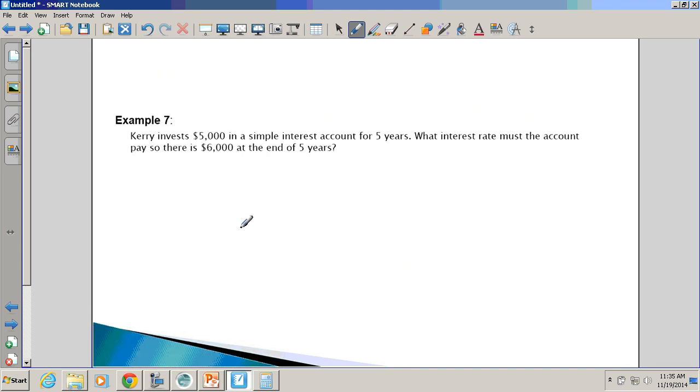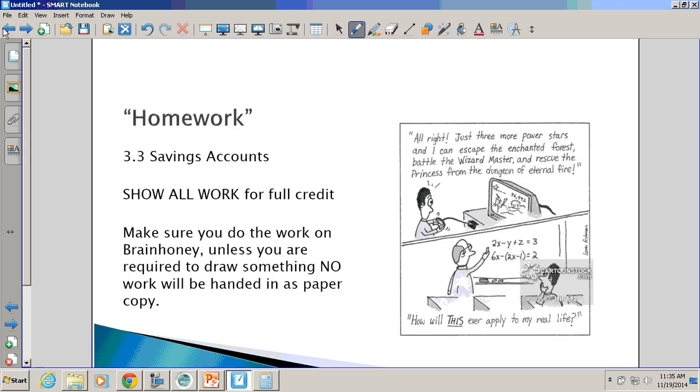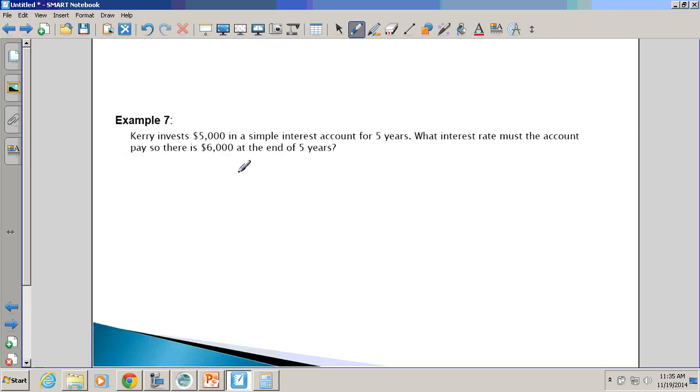All right, so try example 7. Last one. So you invest 5,000 simple interest again. This is going to be my principal. 5 years, my time is 5. Well, what interest rate must the account pay, so that there's 6,000 at the end of the time? So that means my interest plus my principal has to be 6,000. Or that's another way of saying my interest has to be 1,000 because I know my principal is 5,000.